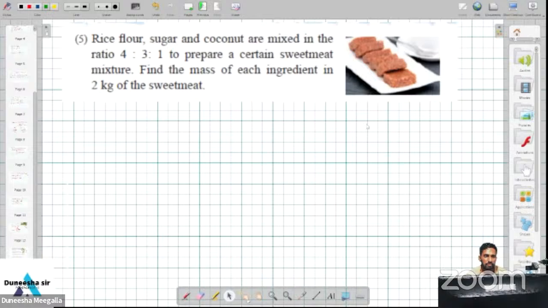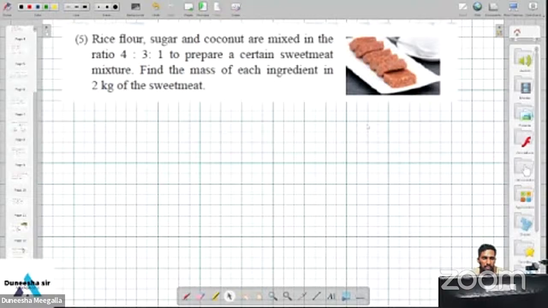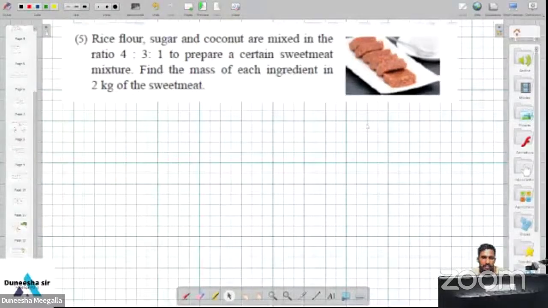Rice flour, sugar and coconut are mixed in the ratio 4 to 3 to 1 to prepare a certain sweet meat mixture. Find the mass of each ingredient in 2 kilograms of sweet meat. Okay, what are the ingredients? Rice flour. Then, how do we find the rice flour? What is the fraction of rice flour in this sweet meat?